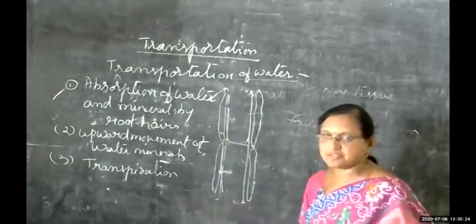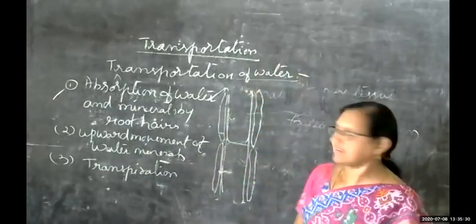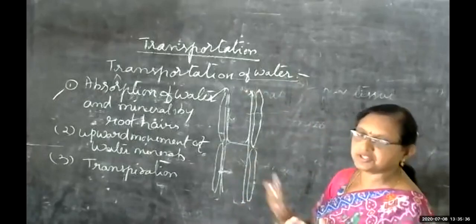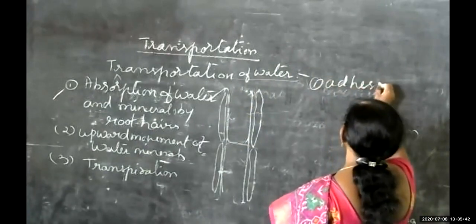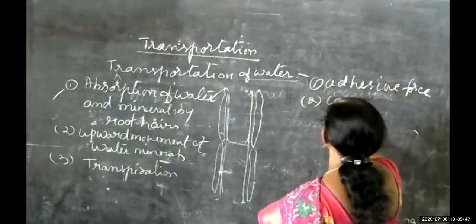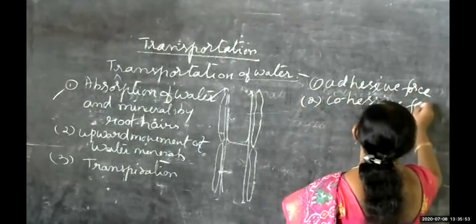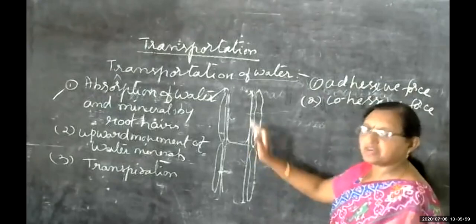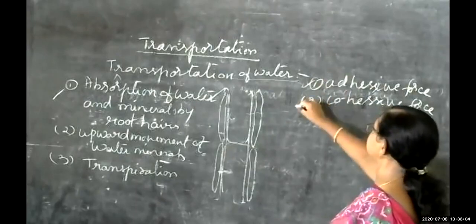Okay, there are two physical forces which give their help to push the water molecules in upward direction. So what are the two physical forces which give support for pushing the water molecules in upward direction? One is known as adhesive force. The other one is known as cohesive force. Adhesive force and cohesive force. These are the two physical forces which help the water present in the xylem vessels to be pushed into the upward direction itself.